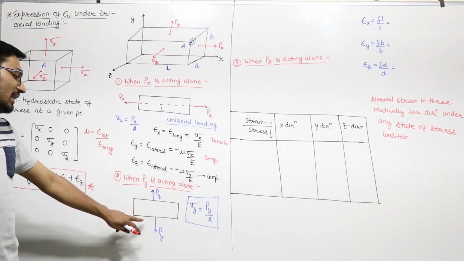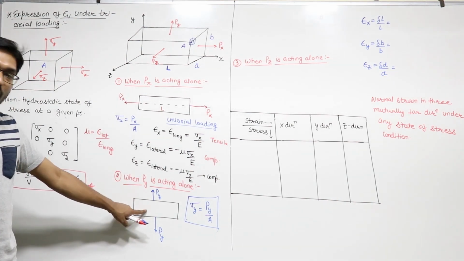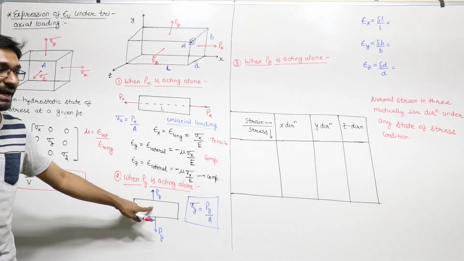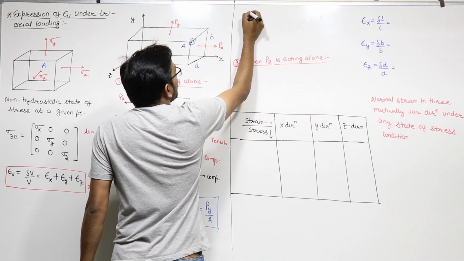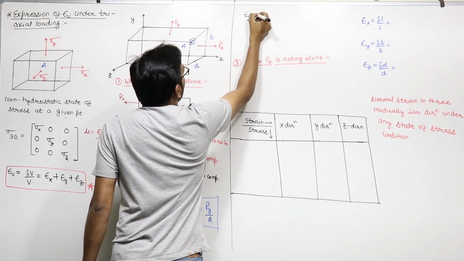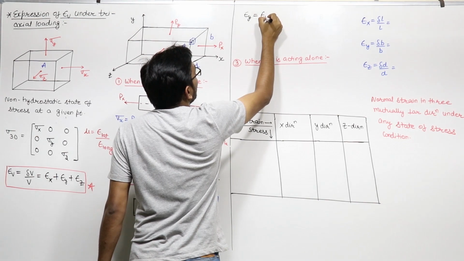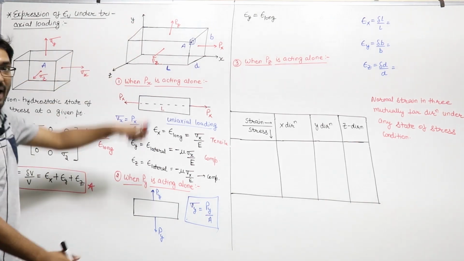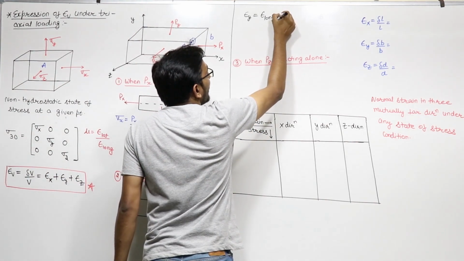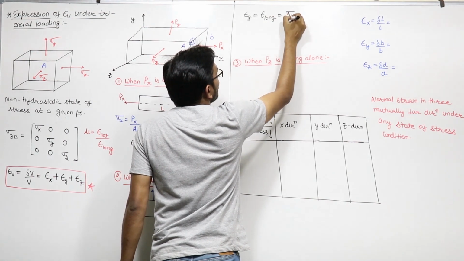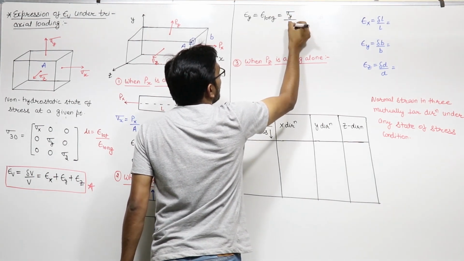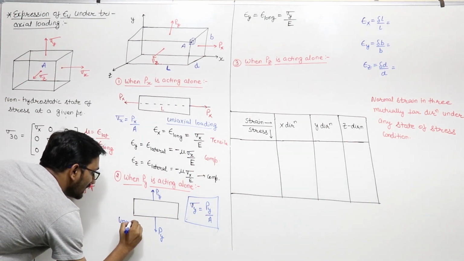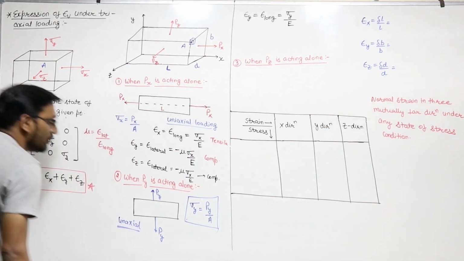So this Py is a normal load. Because of a normal load, normal strain will occur, and this load is in the y direction, so I can say that the strain in the y direction will be longitudinal. In this case it is longitudinal because the load is in the y direction, and longitudinal strain is equal to stress sigma y upon E, because this is also a uniaxial state.